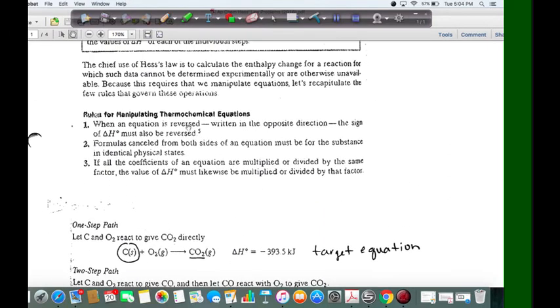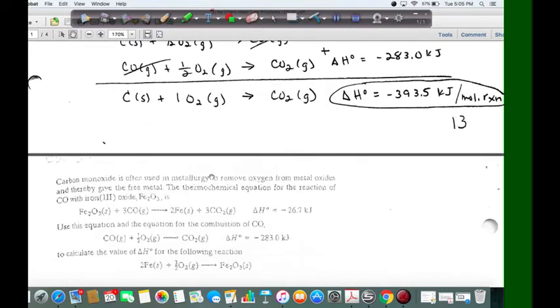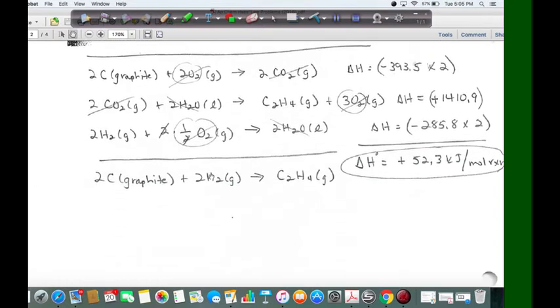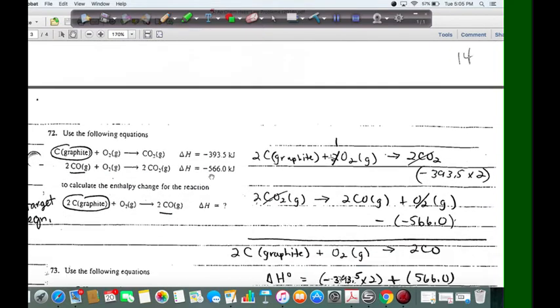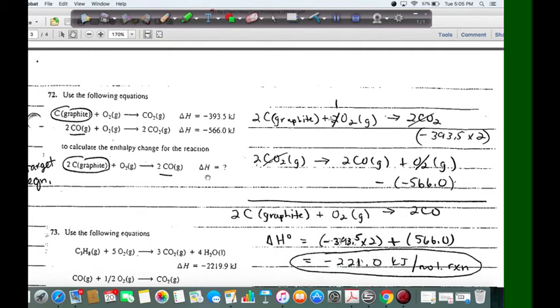The rules say when you reverse an equation, the sign of delta H must be reversed. If all the coefficients are multiplied or divided by the same factor, then the value of the enthalpy must also be multiplied. So we've been using the rules. I would like to show you one more. Maybe, I don't know if it'll show us anything different or not. In this case, this is my target equation, and I'm going to combine these 2 to come up with it.